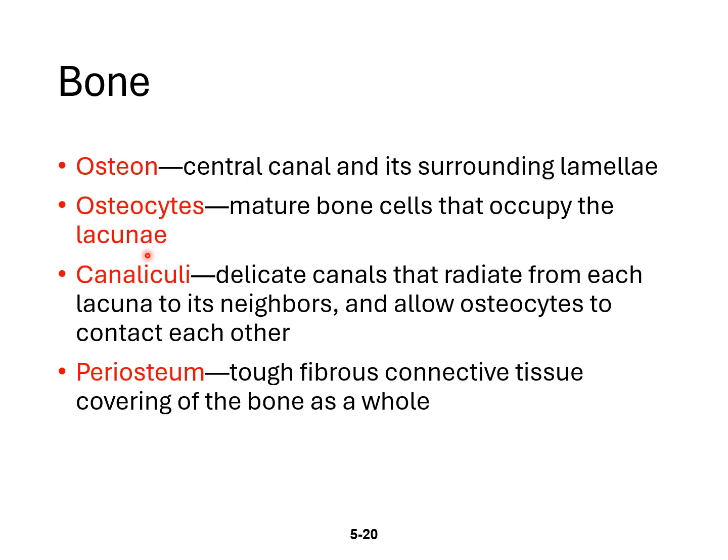An osteocyte is found in mature bone cells that occupy a lacuna, and the lacuna is that little space. You have canaliculi, which are small, delicate canals that radiate from each lacuna to its neighbor, so they allow osteocytes to contact each other and communicate. And then the outside is going to have a very tough fibrous connective tissue covering. That's called your periosteum.